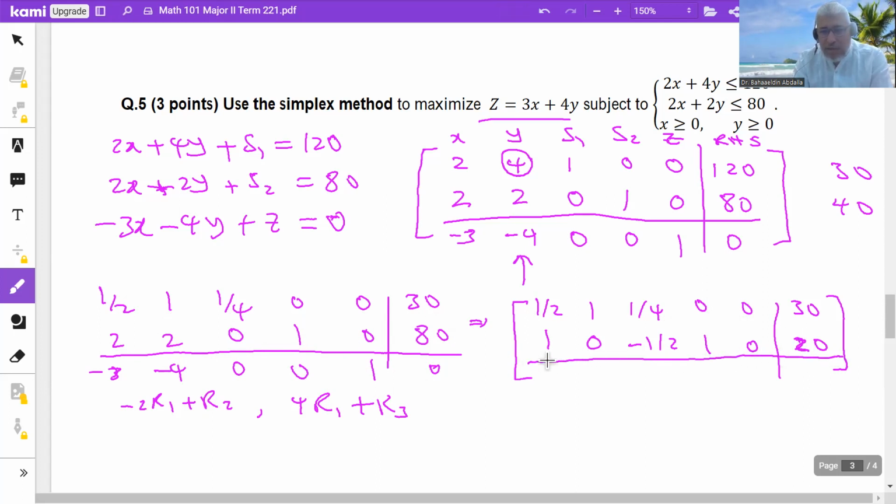And then the last row: 4 times half is 2, minus 3 is negative 1. 4 times 1 minus 4 is 0. 4 times 1 over 4 is 1 plus 0, 1. And here I'll have 0, 1 because these are zeros. 4 times 30 is 120 plus 0, that's 120.